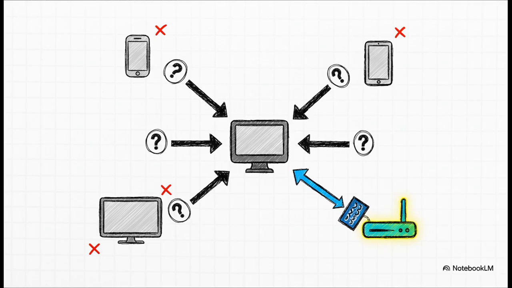And that shout goes out to every single device on your network. Your phone, your tablet, your smart fridge, everything. But they all just ignore it because the question isn't for them. Only the router, the gateway, recognizes its own IP address in that question and raises its hand and says, "Oh, that's me. Here's my physical MAC address."